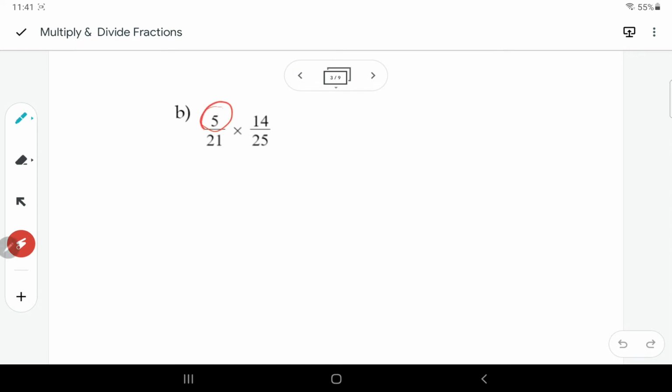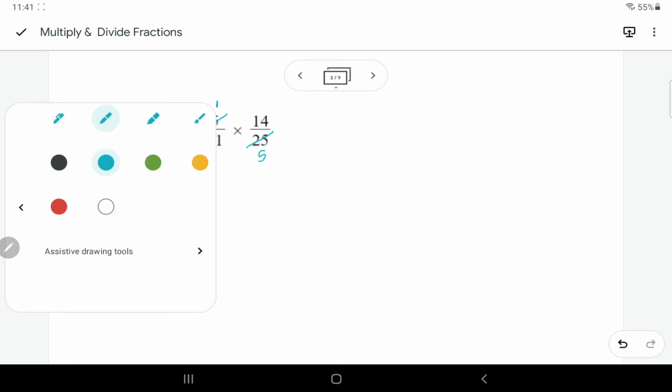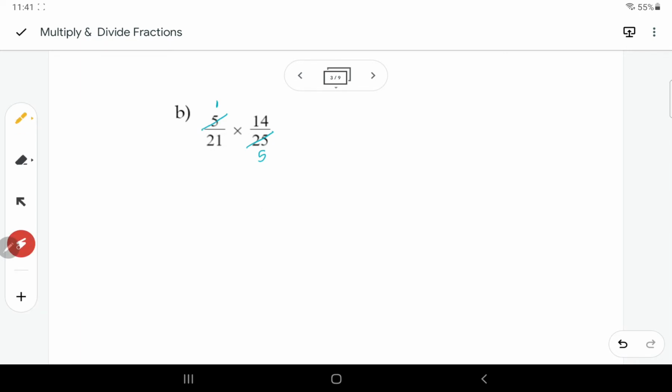And maybe you spot 5 and 25 and say, you can divide each of those by 5. So I'm going to cross those two out and divide them by 5. I'm dividing by the same thing, top and bottom. So 5 divided by 5 is 1 and 25 divided by 5 is 5. And you do need to show this step because that's your process work.